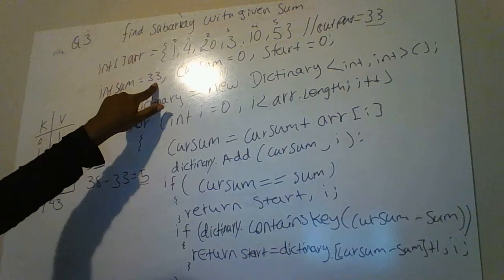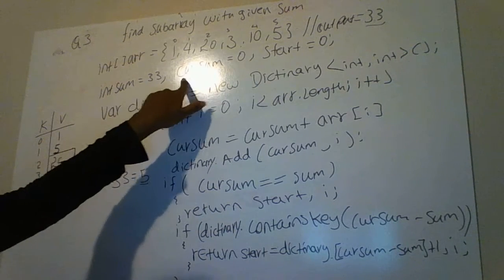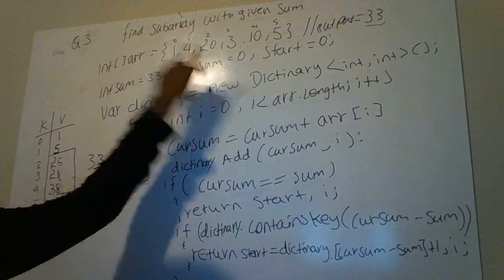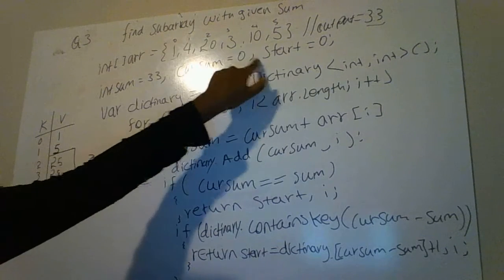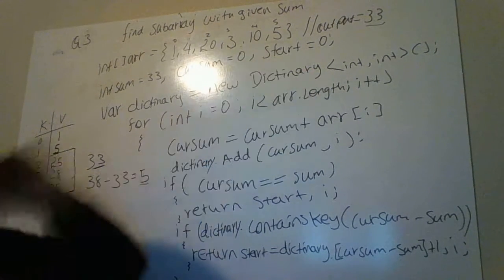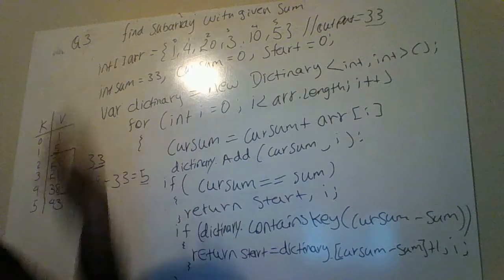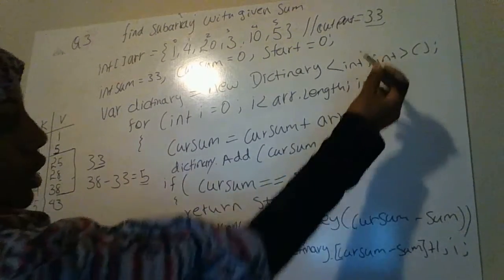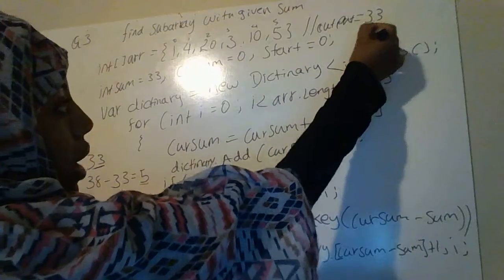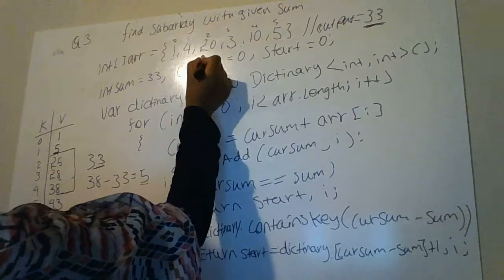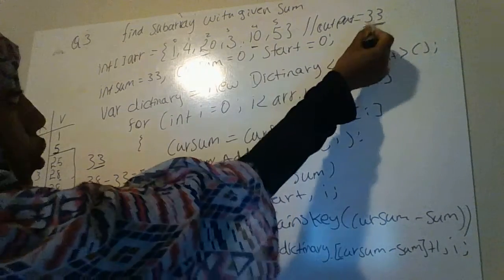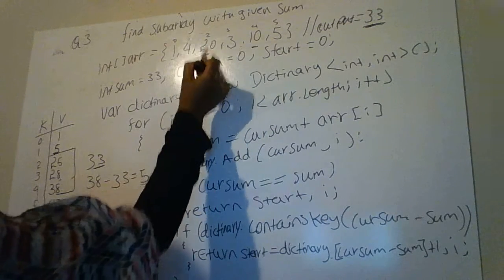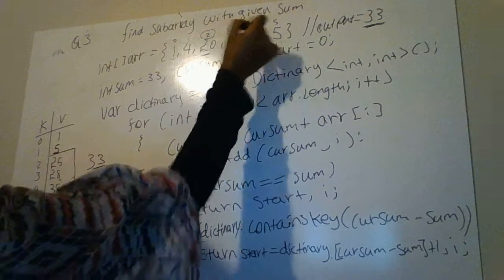So I have 33, and then for current sum I have 0. That's where I'm gonna add each element, and then start, that's to track my index, because at the end we are supposed to return not 33, just the indexes, what index gives us 33. So we want to return index 2 and index 4.